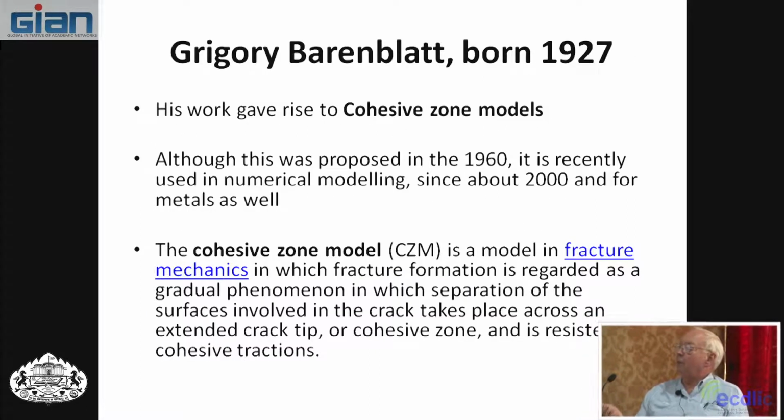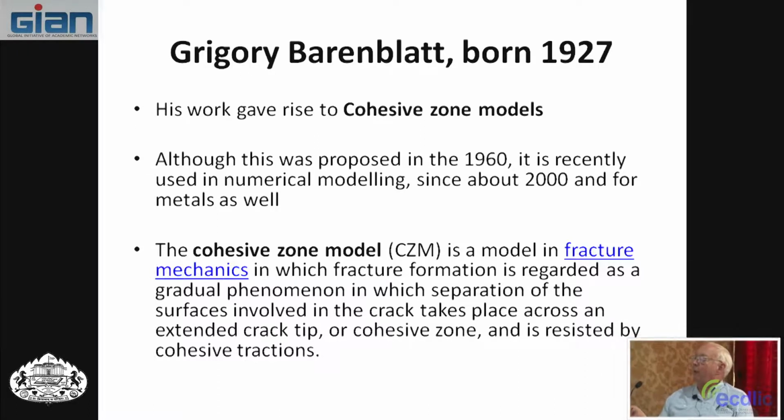Here's a Russian-born one. I don't know if you ever heard of him, Barenblatt. He's still living. He was born in 1927, so he's almost 90 years old. I've seen him at some conferences. He is very confident and full of himself when he gives a talk. Have you seen him? He tells how wonderful he is. So if you don't believe that he's really great, you could ask him and he would tell you.